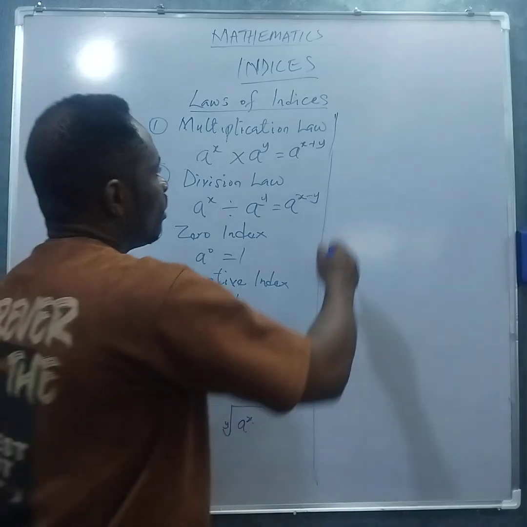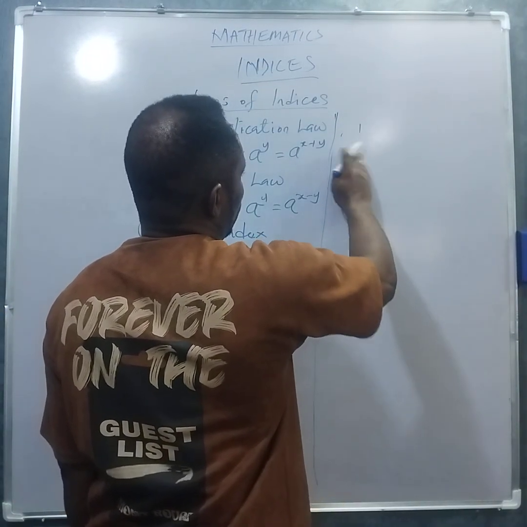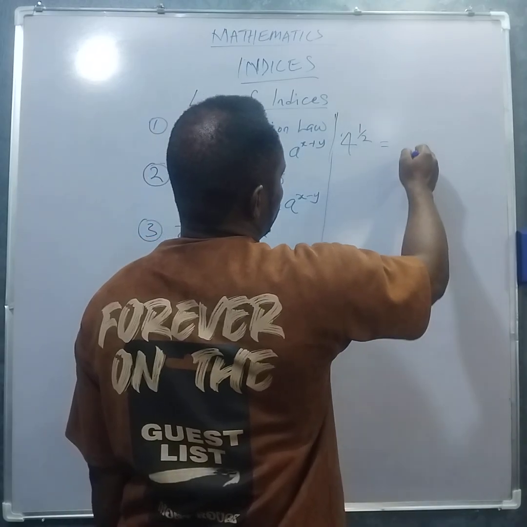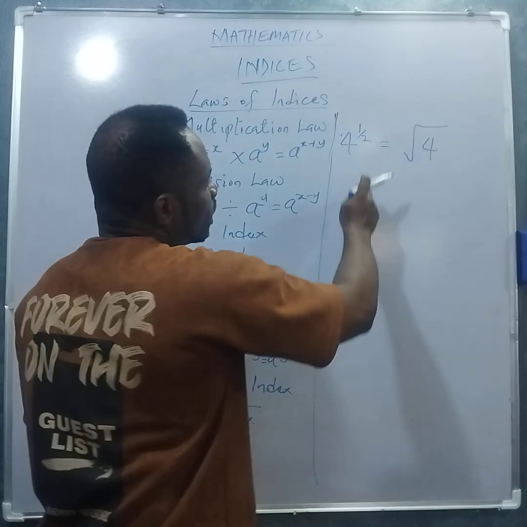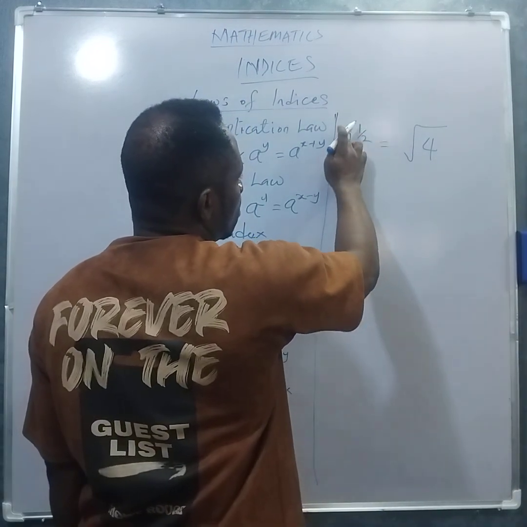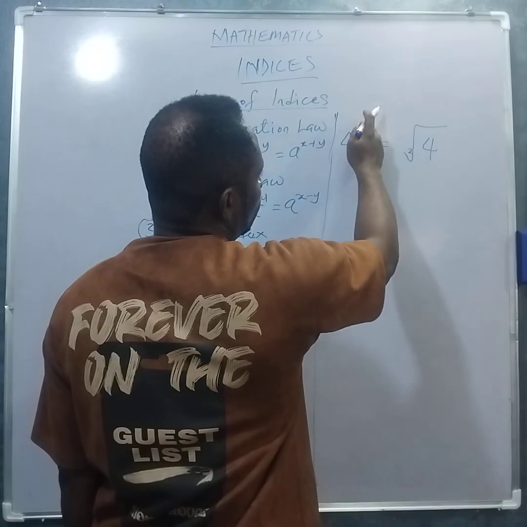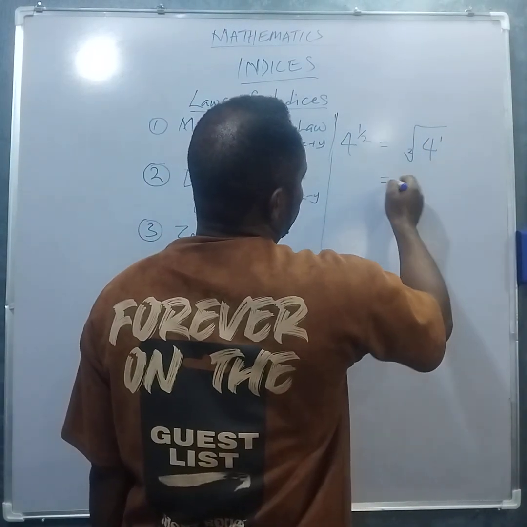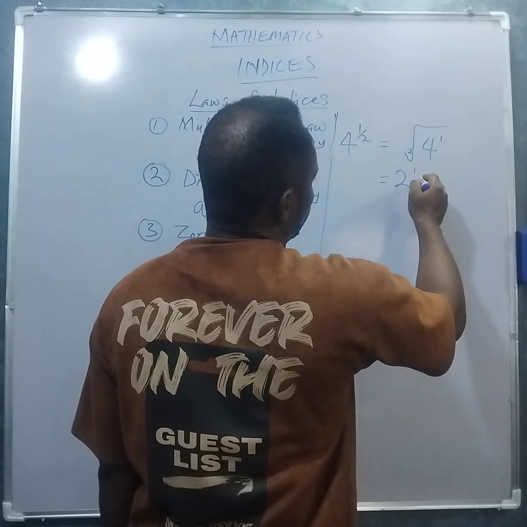Okay, let's look at the last one we have for today, which is fractional index. When you have, let's say, 4 raised to power 1 over 2, which is equal to square root of 4. The denominator becomes the root, while the numerator becomes 1. This is equal to 2 raised to power 1, which is equal to 2.